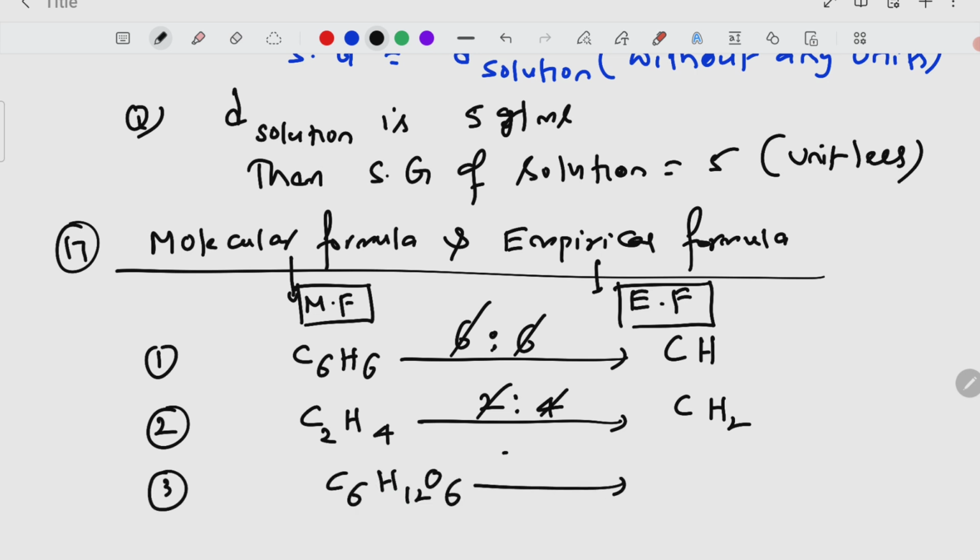C6H12O6. If you simplify, for all terms we should find a common factor, not only 2. Every term we should find a common factor to simplify, not only 2. Here you will get CH2O.